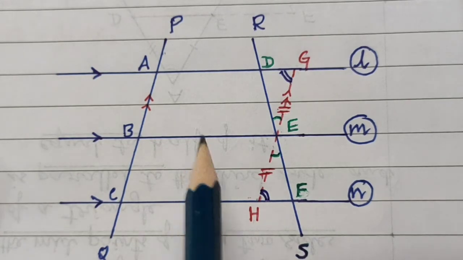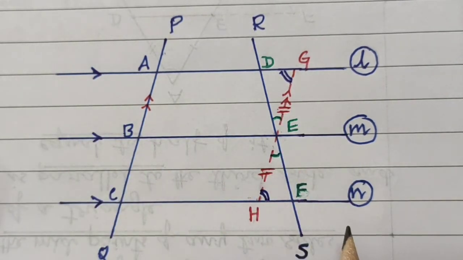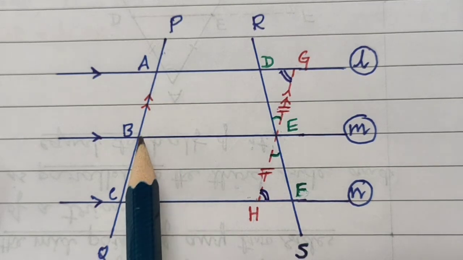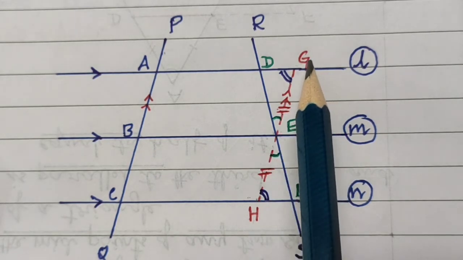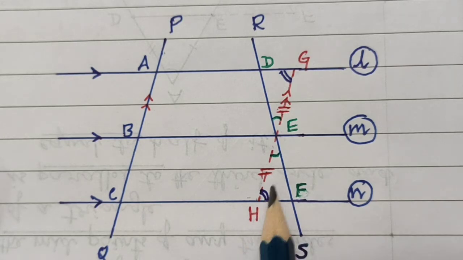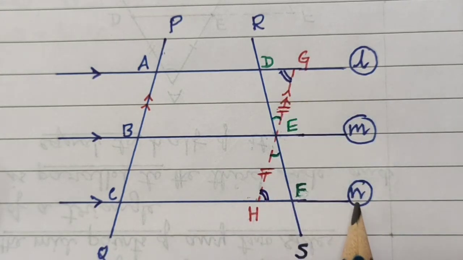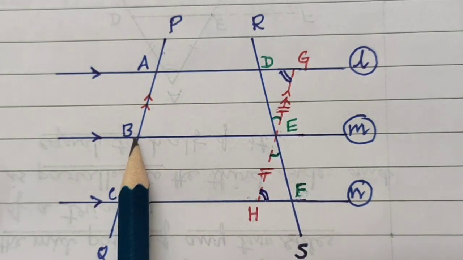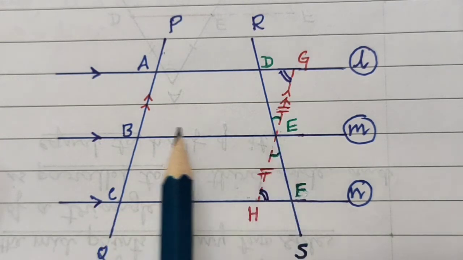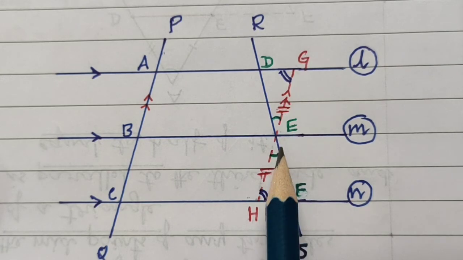Let us summarize now. There are three parallel lines L, M and N. The transversal PQ cuts them at A, B, C such that AB is equal to BC, and RS cuts at different points D, E and F. The construction: through E, draw a line segment GH parallel to PQ, meeting L at G and N at H. Then we have proved ABEG is a parallelogram and BCHE is a parallelogram. Because AB is equal to BC, GE has become equal to EH.